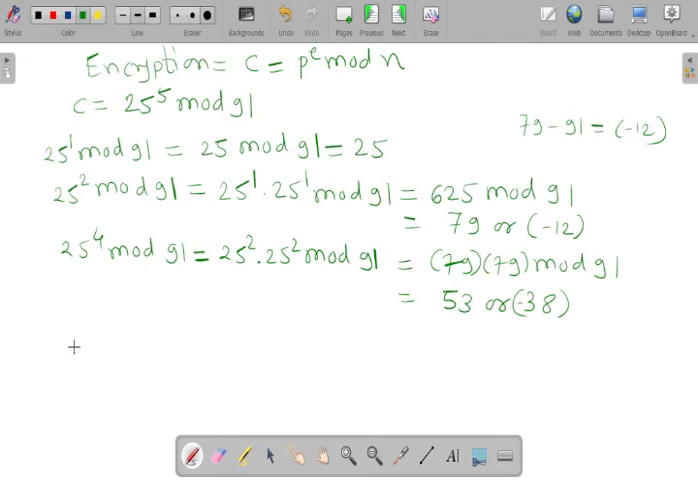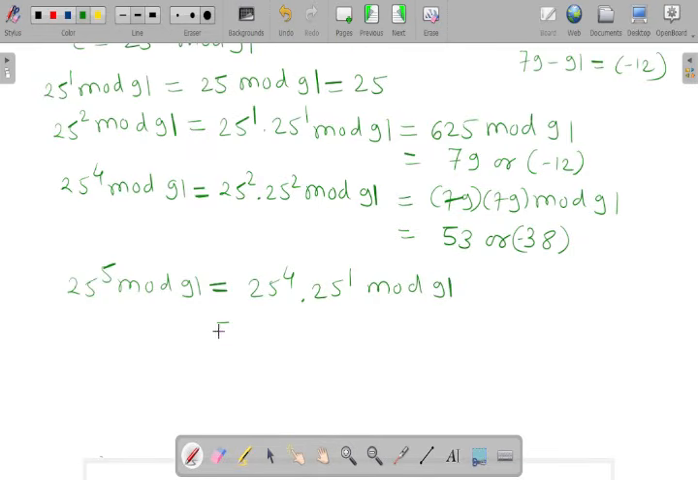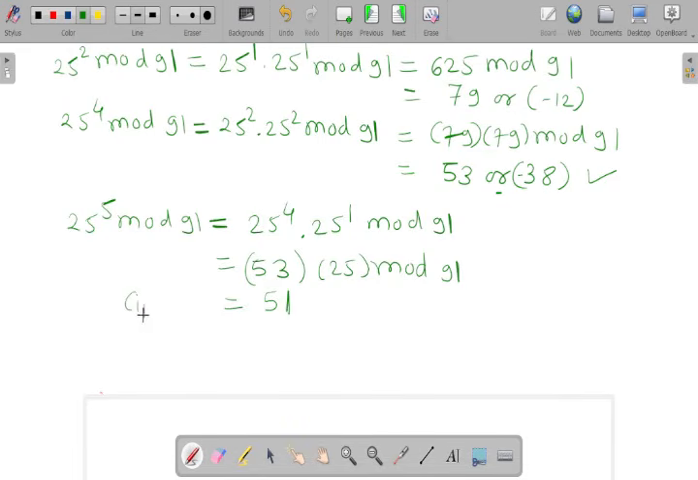Now you have to find the value of 25 raised to 5 mod 91. So you can write it as 25 raised to 4 into 25 raised to 1 mod 91. So 25 raised to 4, you can write as 53, and 25 raised to 1, you can write as 25, mod 91. And after calculation, you will get the value 51. That is the value of your ciphertext.